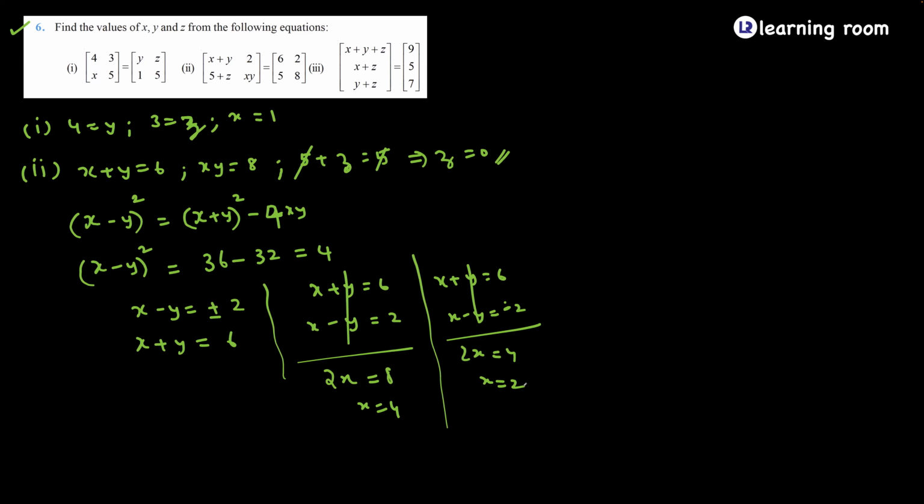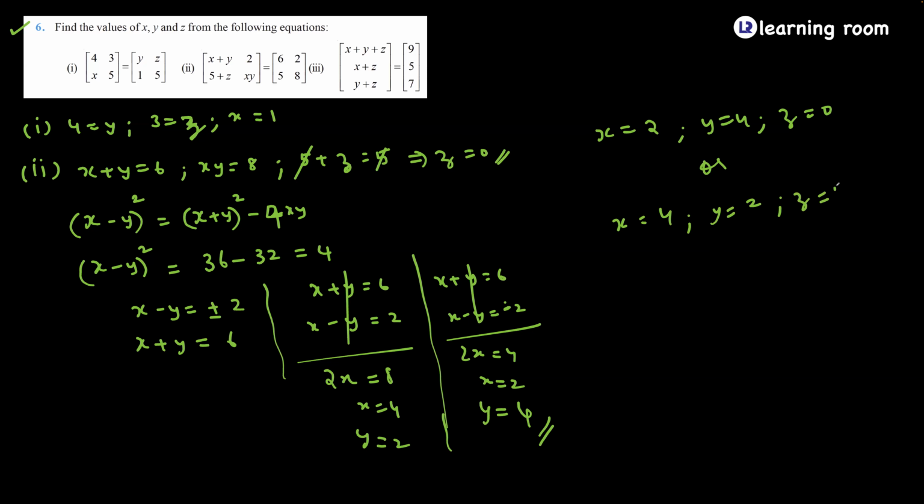So when I substitute x is equal to 4 here, then what will the value of y be? Y will come out to be 2. When I put x is equal to 2 here, y will come out to be 4. So what will happen in this question is, x can take the value 2. If x takes the value of 2, y will take the value of 4 and z will take the value of 0. Or x can take the value of 4 and y will take the value of 2, but z will still take the value of 0. Am I clear with this?